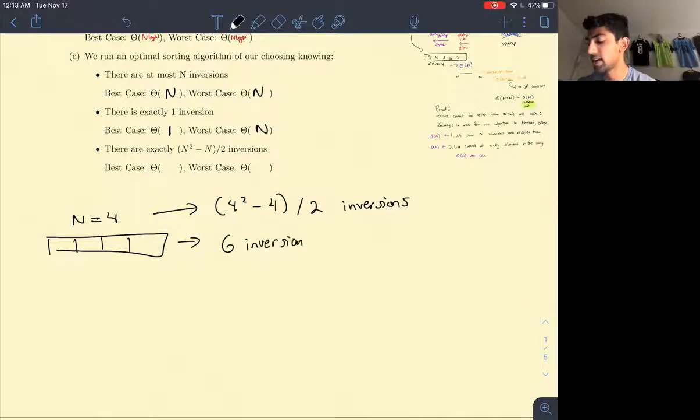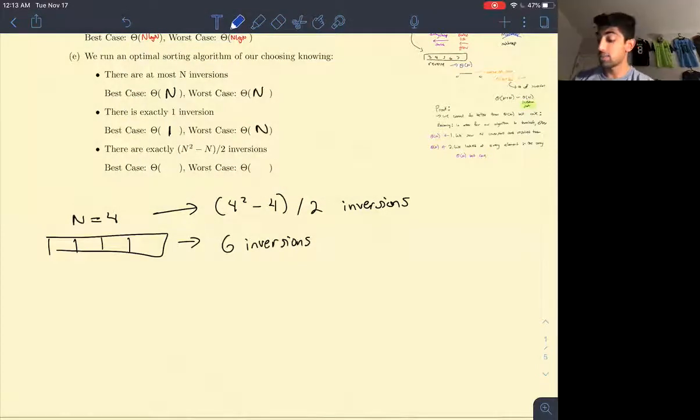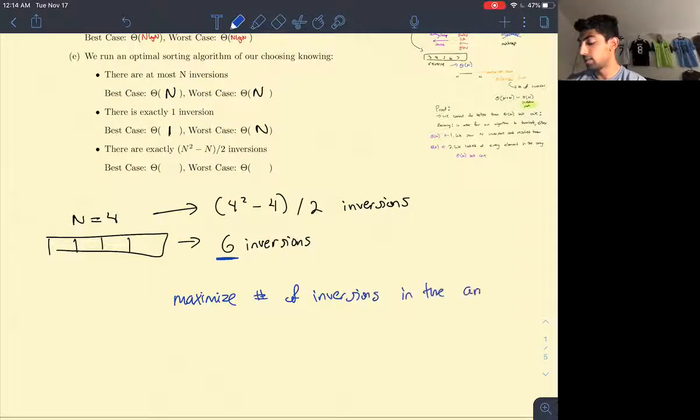Okay, so if there's exactly 6 inversions, how can we create 6 inversions with the elements in this array? The first thing I'd like to point out is that 6 is a lot of inversions in such a small array. So intuitively, we want to maximize the number of inversions in the array. That's just a guess I have. So what is the maximum number of inversions we can have in any given array?